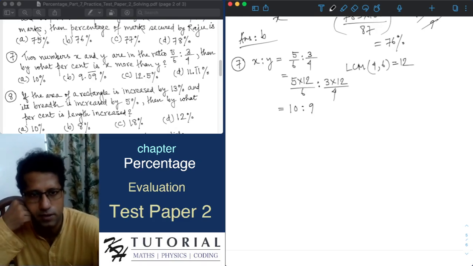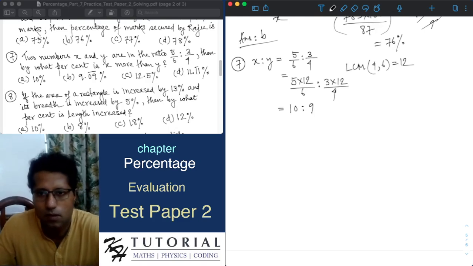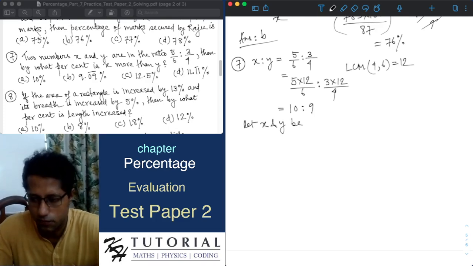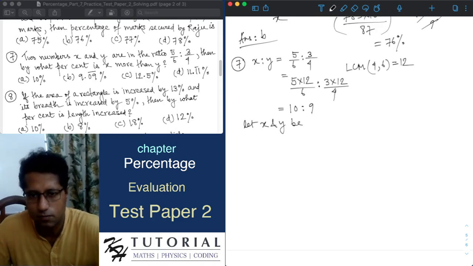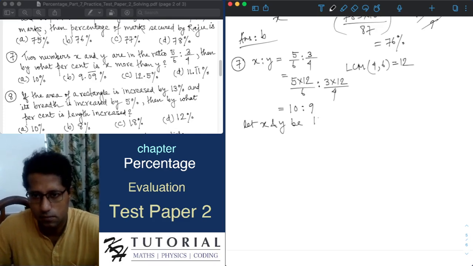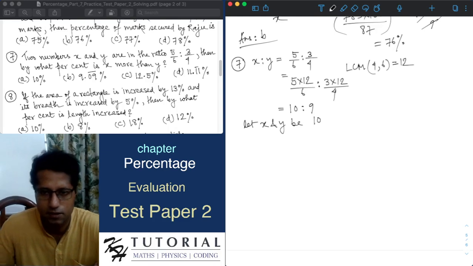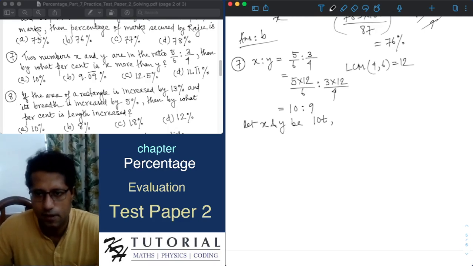Now it is asking what percent is X more than Y. Now one way of doing it is that, usually when the ratio of some quantities is given, we assume them to be the terms of the ratio multiplied by a variable. But since X and Y are already given, we will use any other variable other than X and Y. Let's say T: 10T and 9T.